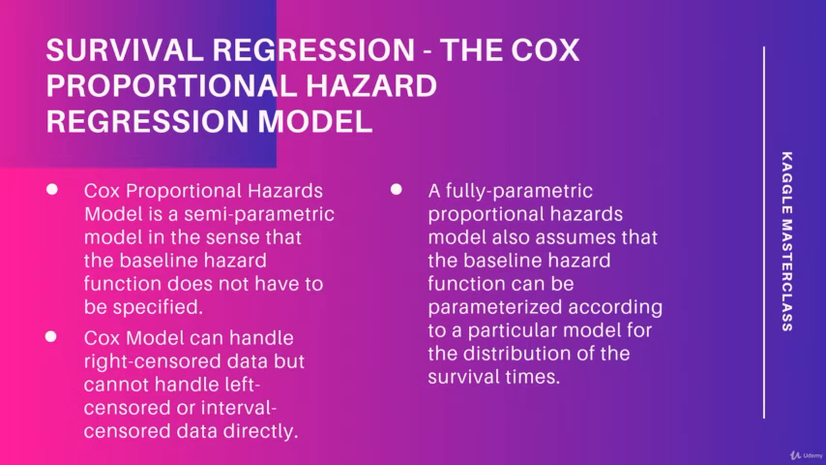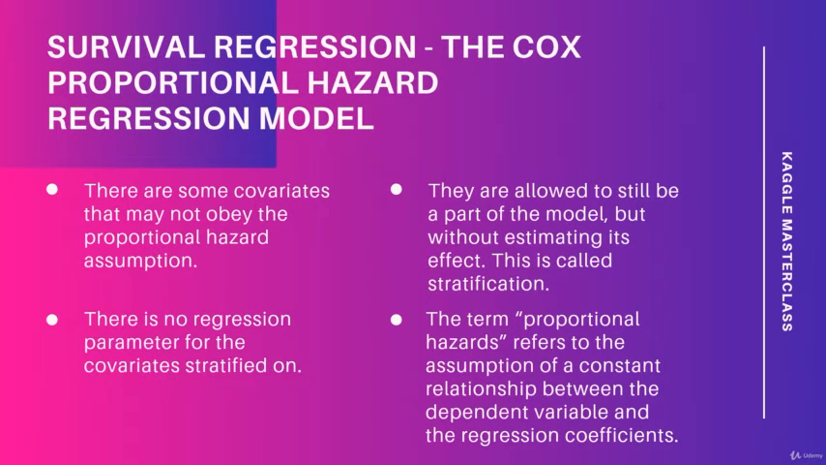Cox model can handle right censored data but cannot handle left censored data or interval censored data directly. There are some covariates that may not obey the proportional hazard assumption. They are allowed to still be a part of the model, but without estimating its effect. This is called stratification. The dataset is split into n smaller datasets based on unique values of the stratifying covariates. Each smaller dataset has its unique baseline hazard, which makes up the non-parametric part of the model, and they all have common regression parameters, which makes up the parametric part of the model. There is no regression parameter for covariates stratified on.